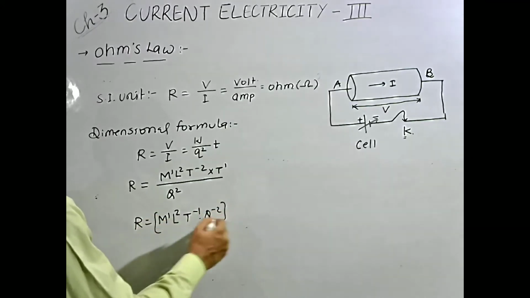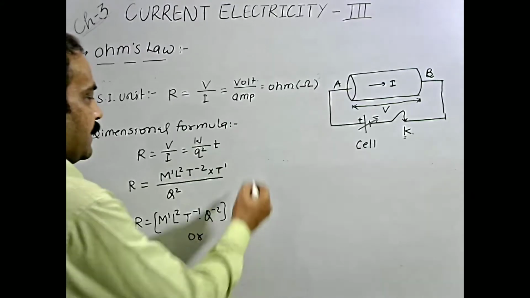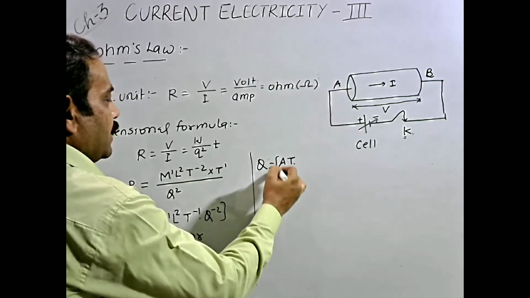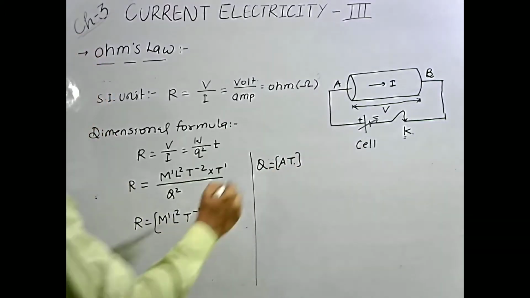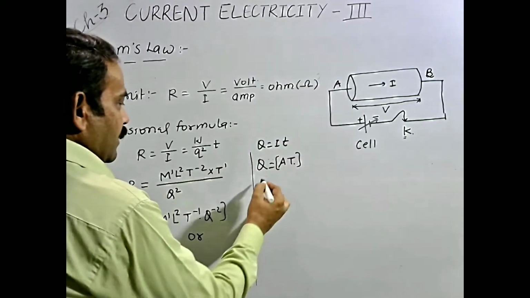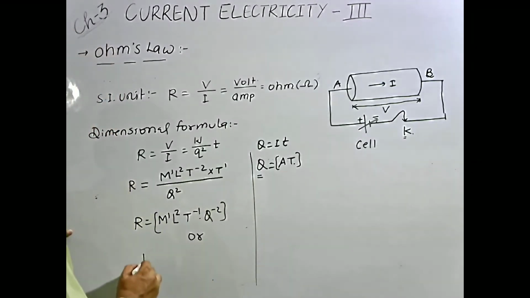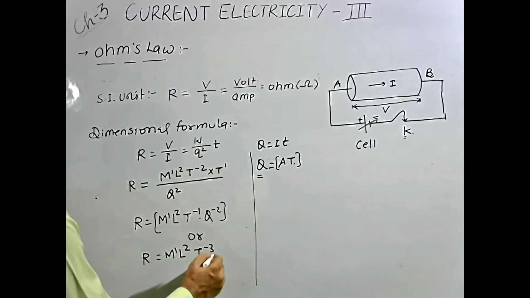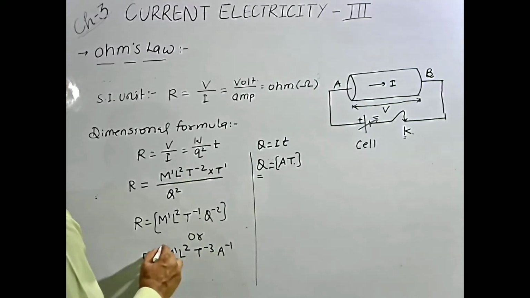It is in terms of charge, and as we know Q is equal to A into T, ampere into time. It is obtained from the relation Q equal to IT. Clear? So instead of Q you can put AT. So another dimensional formula of resistance is M1 L2 T-3 A-2. Clear? So please note down.